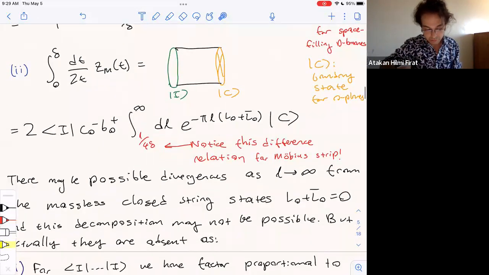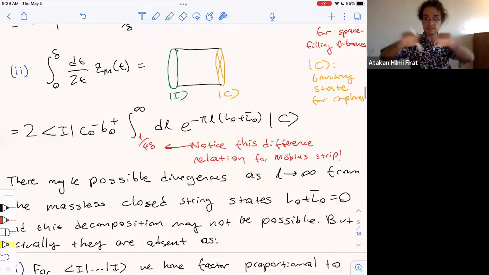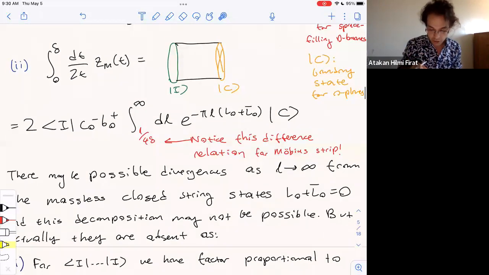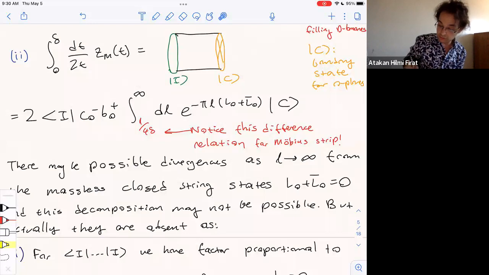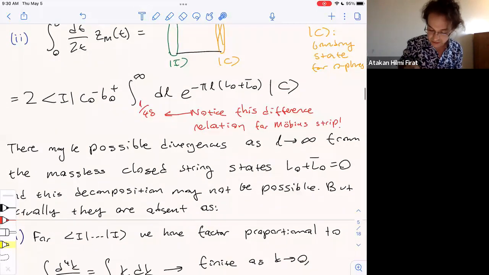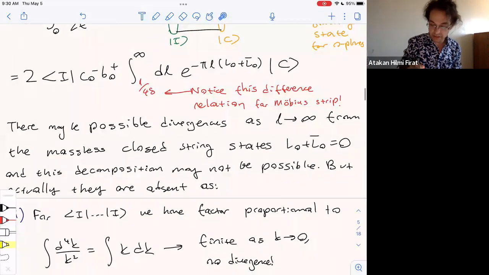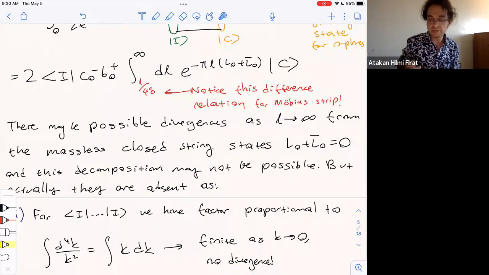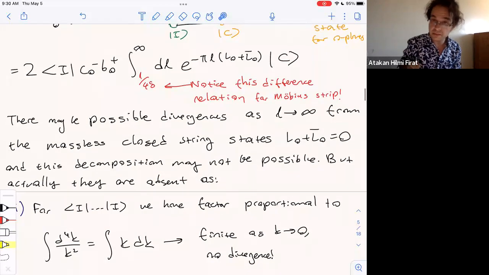But there might be possible divergences. The total term should be safe when I take L to infinity, but since I separated those two contributions, they might be individually divergent, and these divergences should be guaranteed to cancel. And so we need to do some organization. There might be some possible divergences coming from the closed string zero modes, massless closed string states, and this decomposition might not be possible. But it turns out they're absent.